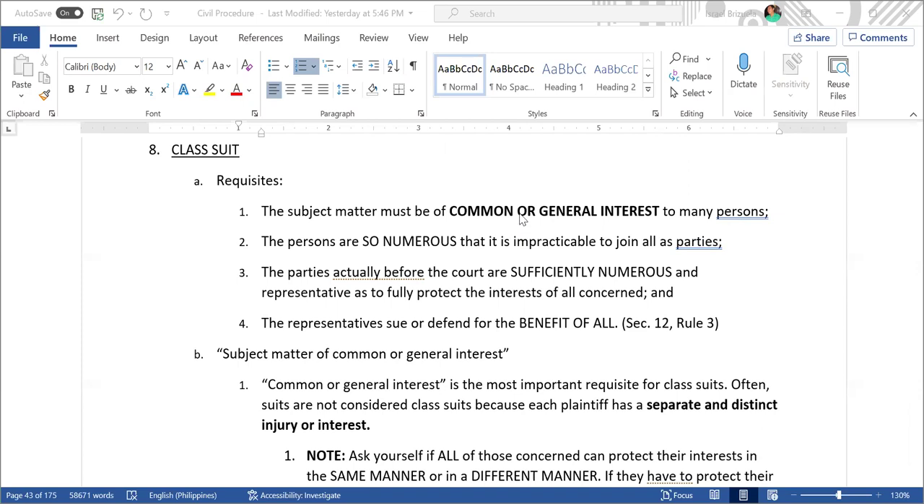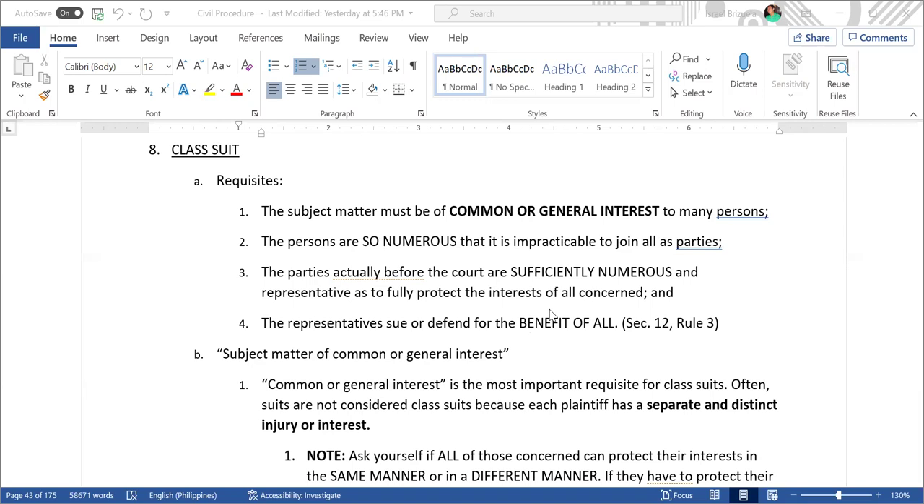So class suit, the requisites for a class suit would be: the subject matter must be of common or general interest to many persons. Next, the persons are so numerous that it is impracticable to join all as parties. The parties actually before the court are sufficiently numerous and representative as to fully protect the interests of all concerned, and the representatives sue or defend for the benefit of all.